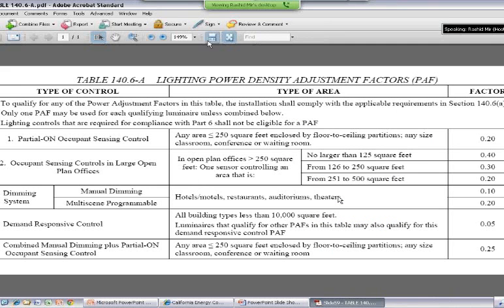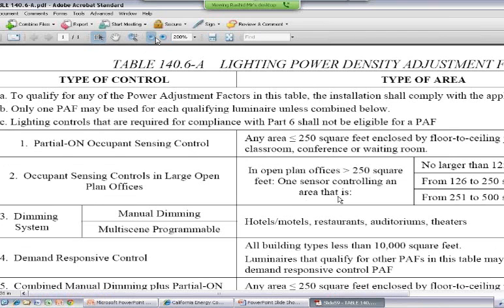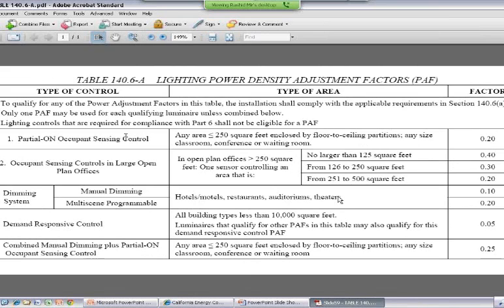The power adjustment factor values were revised, and they're included in table 140.6-A. What you'll see here essentially is that credits are given to controls that are installed when they're not required. So even though we have a lot of occupant sensing requirements, on, off, partial on, off, etc., for areas that don't require them, or if they want to install a partial on instead of having to turn the lights completely on when the occupant sensor detects occupancy, there are credits for those. There are also some credits for dimming systems in hotels, motels, restaurants, auditoriums, and theaters, demand response controls, etc.